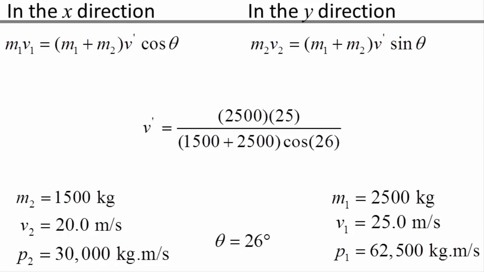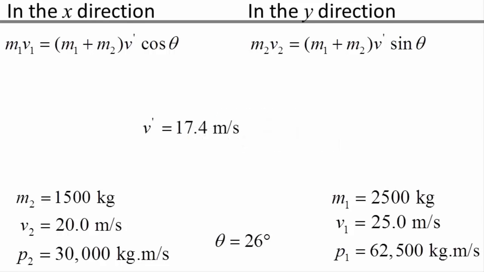Solving for v prime gives us a value of 17.4 meters per second. That is, both cars travel with a speed of 17.4 meters per second at an angle of 26 degrees above the positive x-axis after the collision.